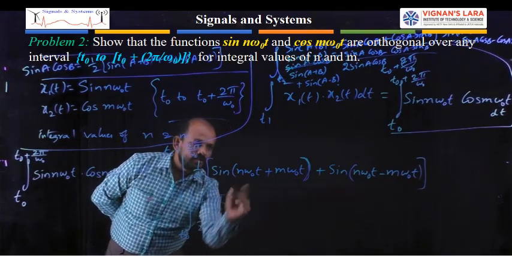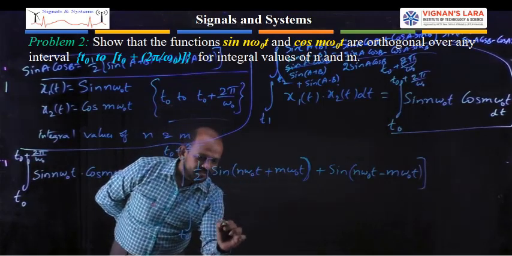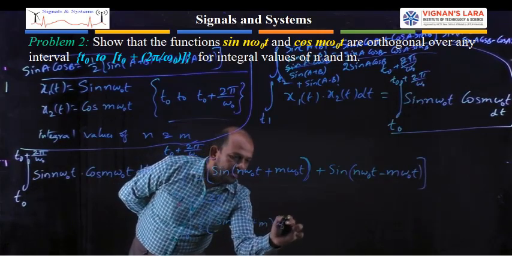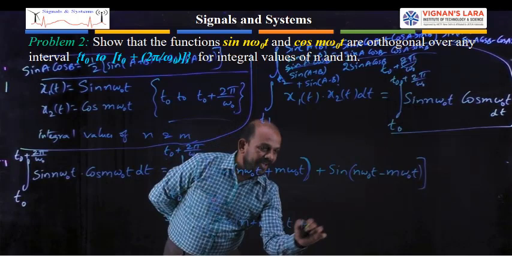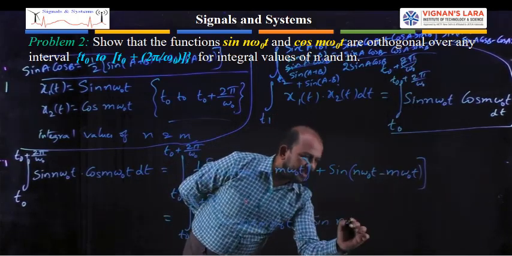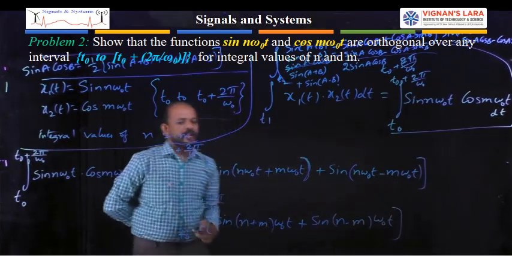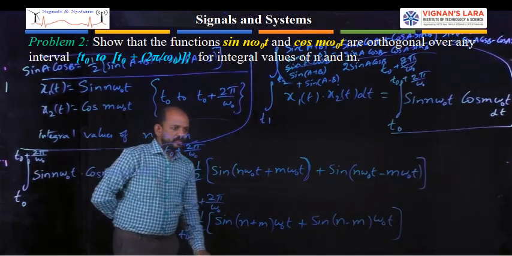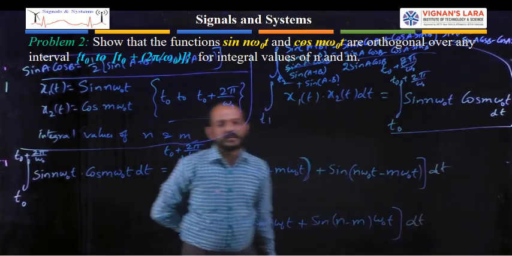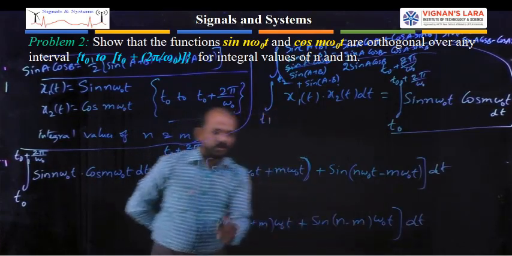Here, 1 by 2 into, in this what can I take common? I can take omega naught t as common. So sine of n plus m omega naught t plus sine, here also I can take omega naught t as common, n minus m omega naught t, dt. So every time you have to write dt. For integration, we have to write dt. Clear? So I have to solve this.